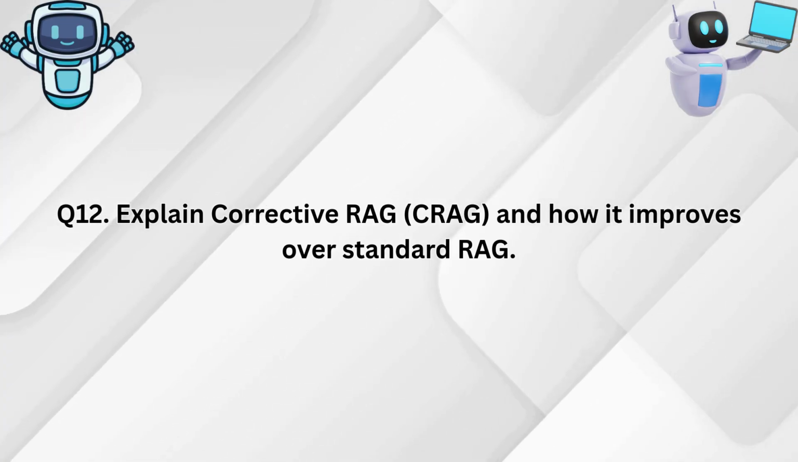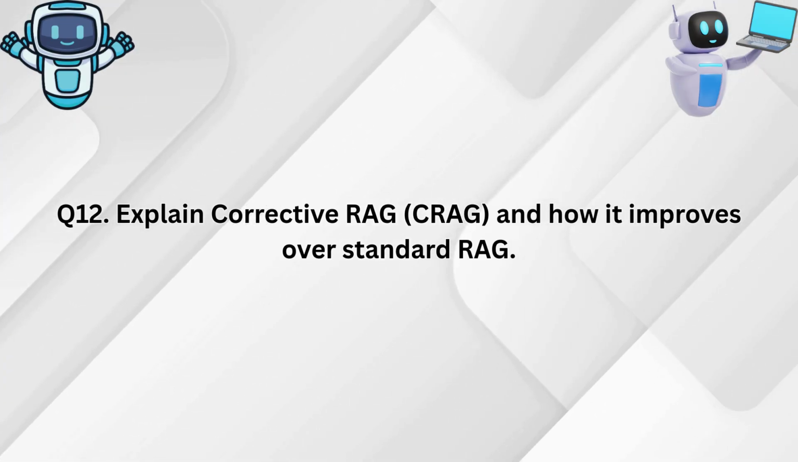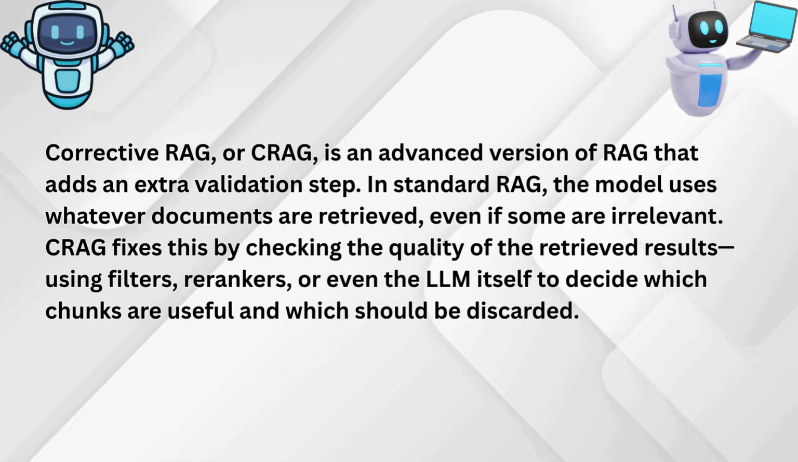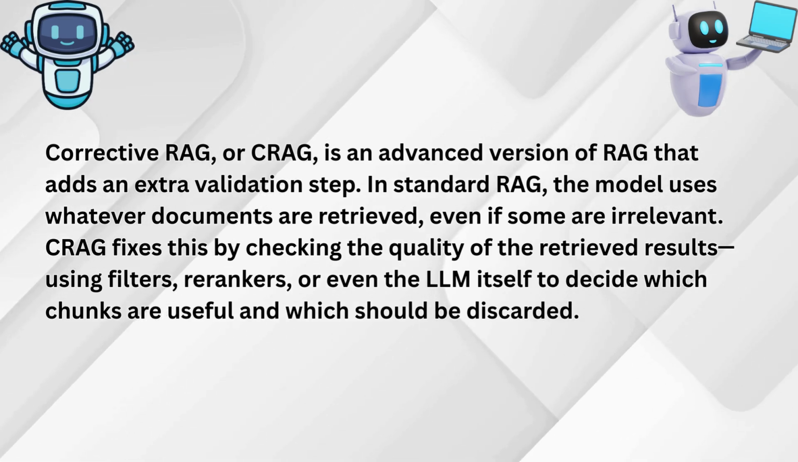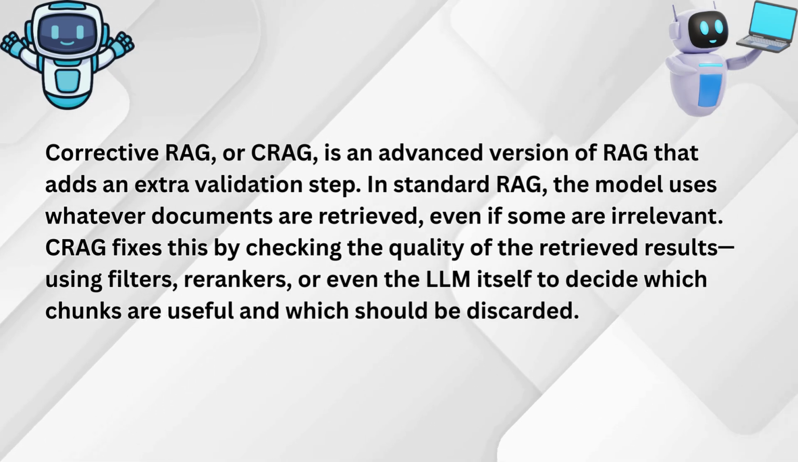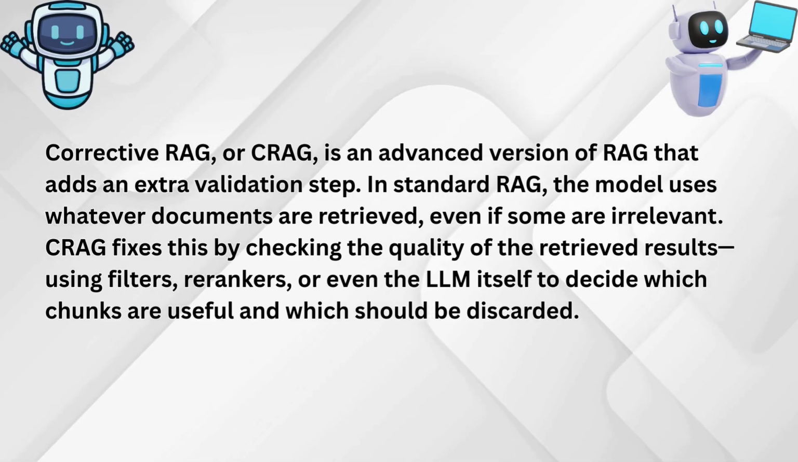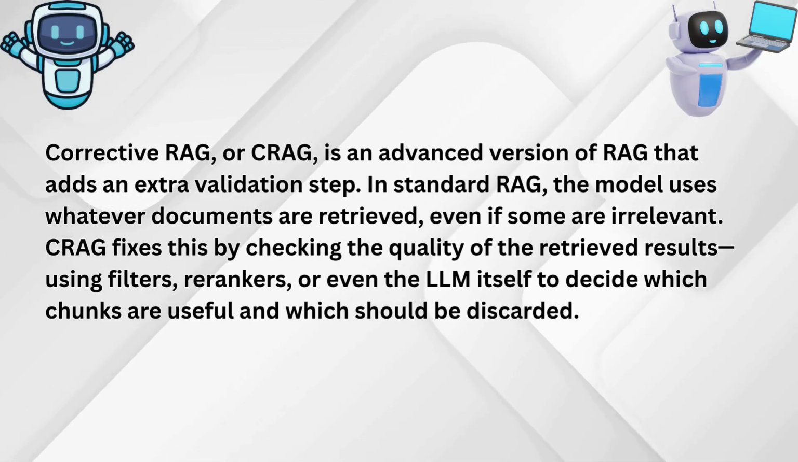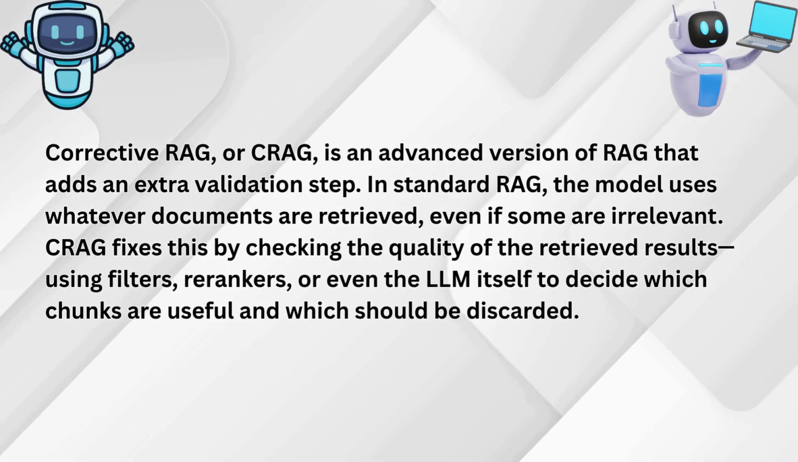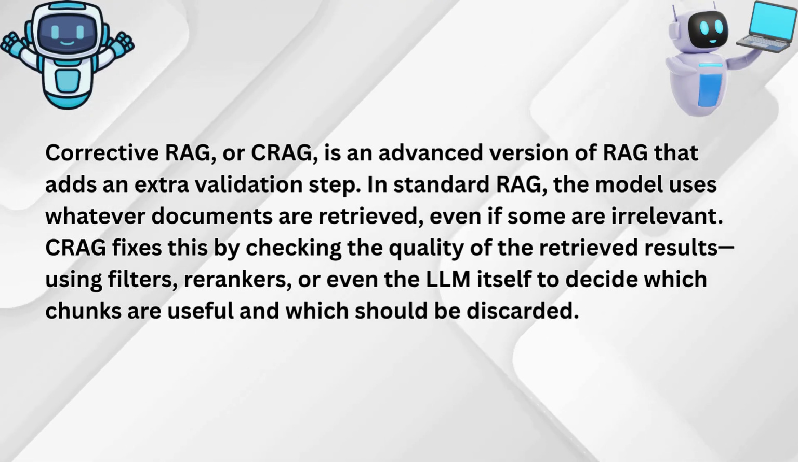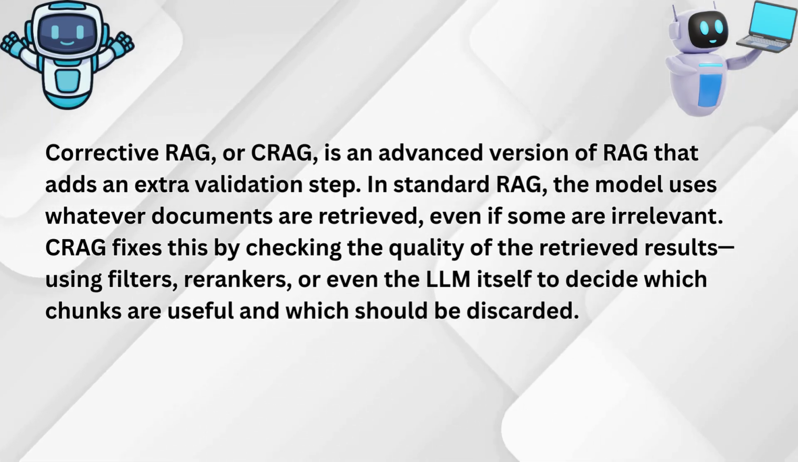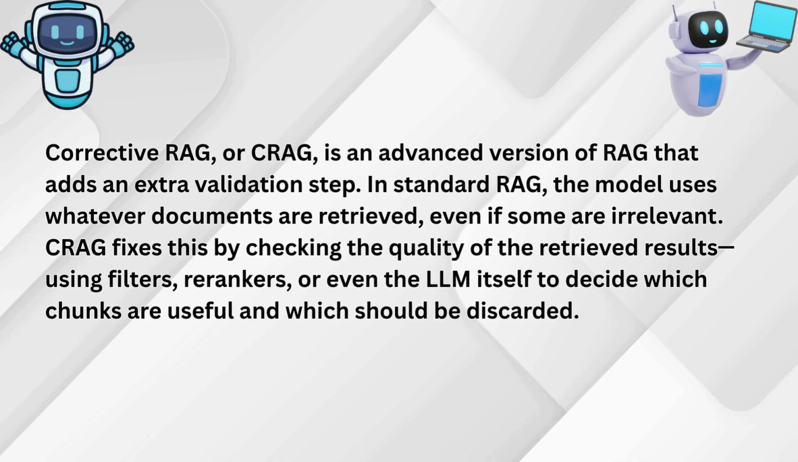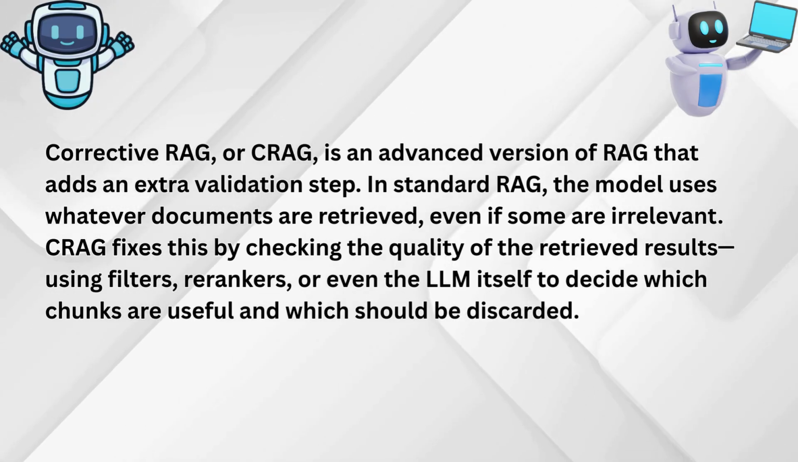Explain corrective RAG, and how it improves over standard RAG. Corrective RAG, or CRAG, is an advanced version of RAG that adds an extra validation step. In standard RAG, the model uses whatever documents are retrieved, even if some are irrelevant. CRAG fixes this by checking the quality of the retrieved results using filters, re-rankers, or even the LLM itself to decide which chunks are useful and which should be discarded.